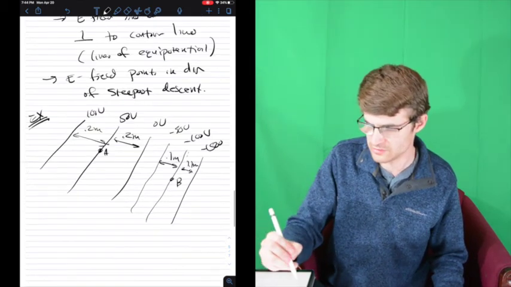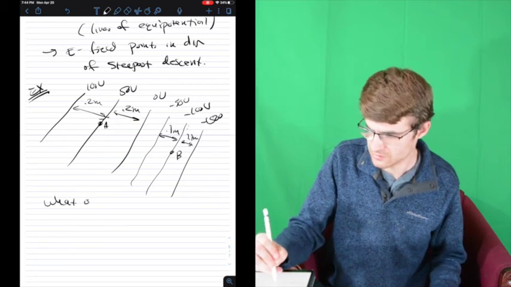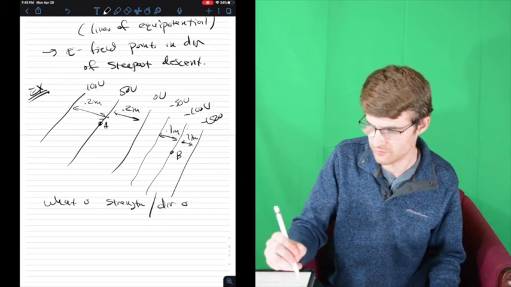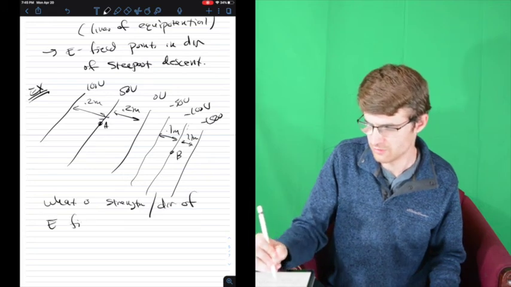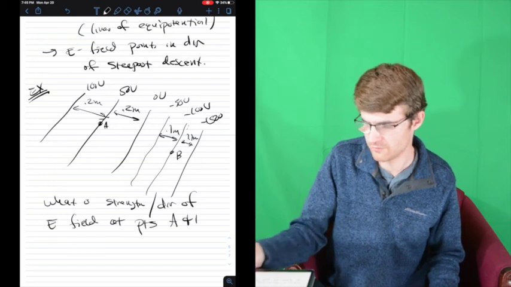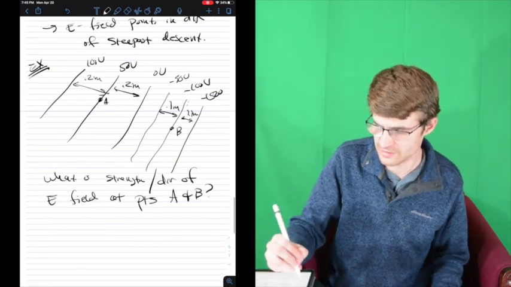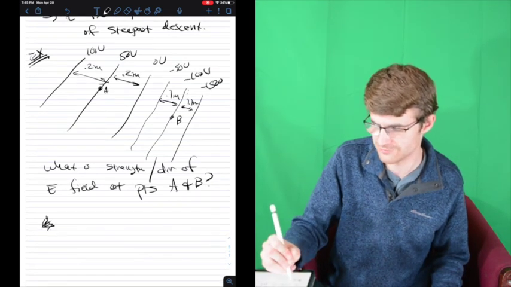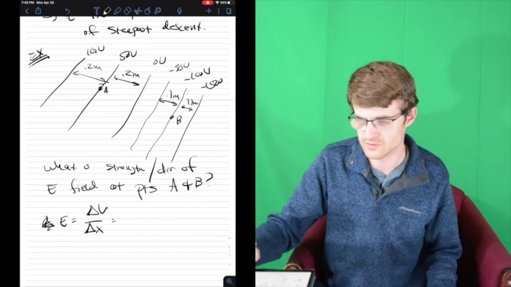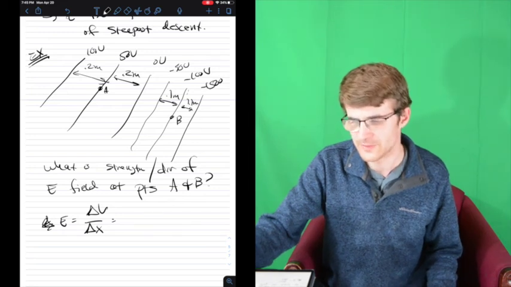The question is, what is the strength and the direction of the E field at points A and B? And so we're going to use that formula that we had above here. So we're going to say that E is equal to delta V divided by delta X. And so what I'm going to do is look at point A here. We'll just take care of point A first. We have to do both.